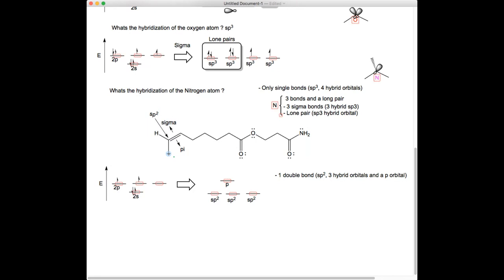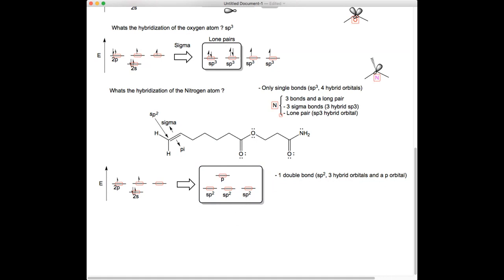Once again, I'm going to repeat this reasoning because I really want everybody to understand this. This carbon is sp2 because it has a pi bond, a double bond. The moment I see 1 double bond, I'm going to assign sp2 hybridization. And when I assign sp2, I understand that there are 3 sp2 hybrid orbitals and 1 p orbital.